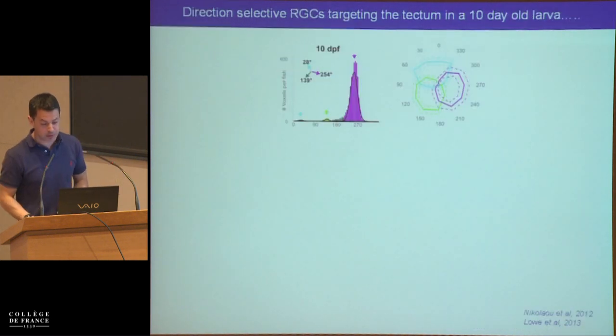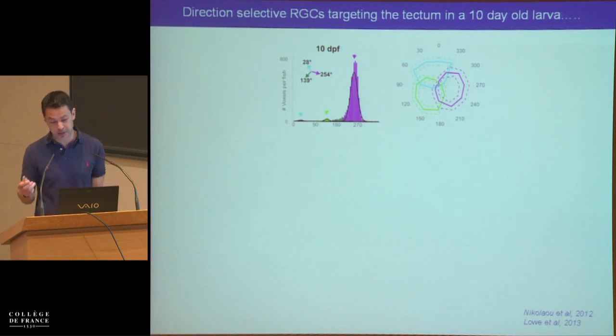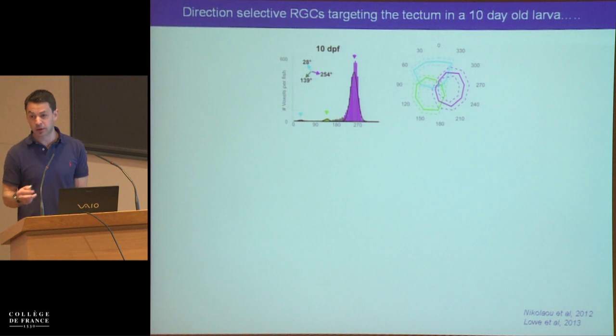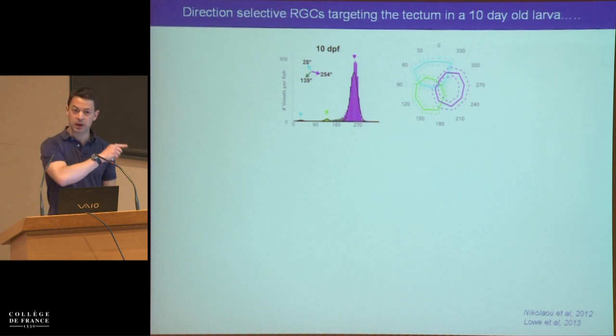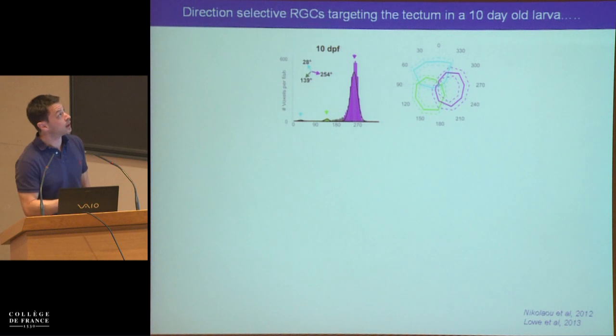Okay, so finally to the data. The first subtype we looked for were these classic direction selective cells that, before we started this, we thought didn't exist in the fish. It turns out that they do. So we first did these experiments in a 10-day-old zebrafish. This is when all of those behaviours I showed you are really well established. And so what we're looking at here is a histogram showing the number of direction selective responses per fish and their preferred direction of motion.